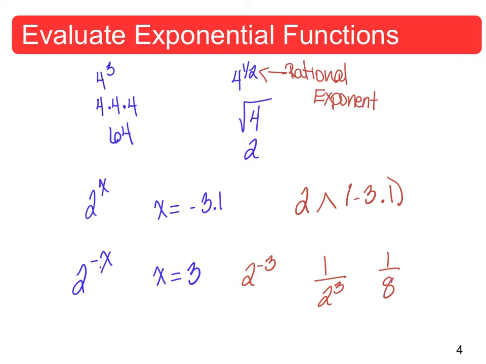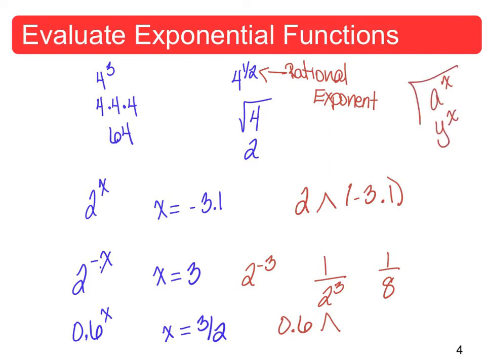Now, the last one that we're going to practice is we're going to have a decimal for our base, 0.6 to the x power, and we're going to plug in x equals 3 over 2. Your keystrokes for that: we're going to have 0.6, and then you're going to have your exponent button. Remember, if you don't have the caret top, it may be a to the x or y to the x. That's the button you're looking for on your calculator to raise something to a specific power. Then put in parentheses, which are our friend, 3 over 2, or 3 divided by 2.